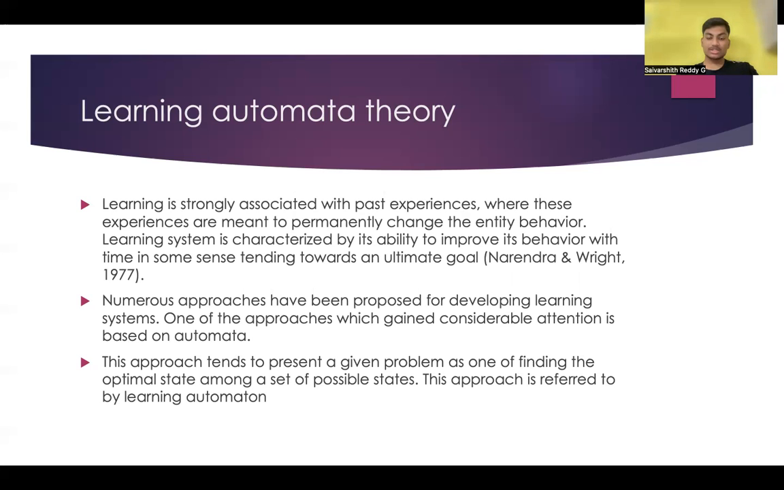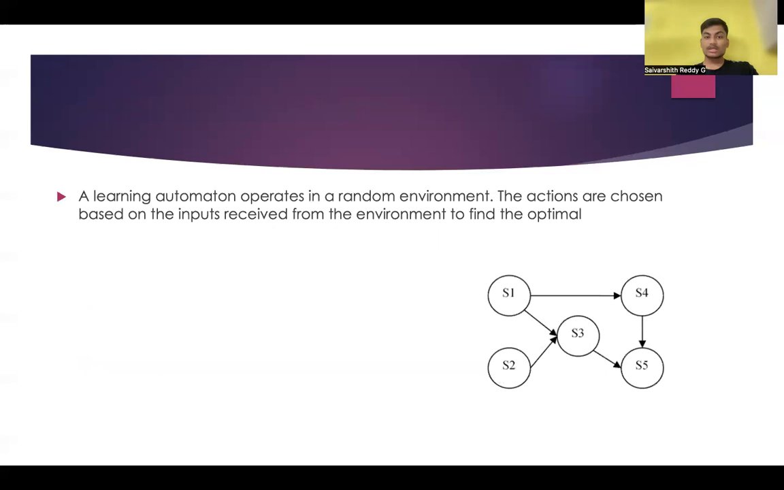The approach tends to present a given problem as one of finding the optimal state among the set of possible states. This approach is referred to as learning automata. The learning automaton operates in a random environment. The actions are chosen based on inputs received from the environment to find the optimal. This is one example where maximum outputs are given to S3 and S5 by S1, S2, and S4.